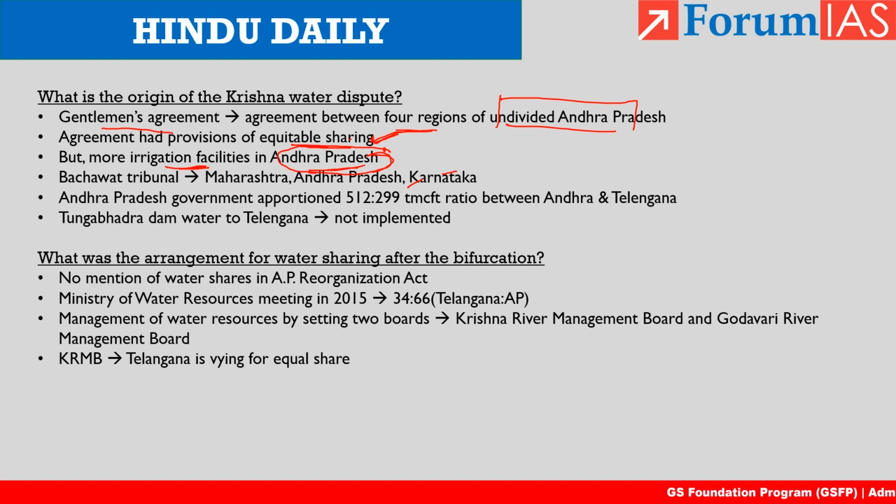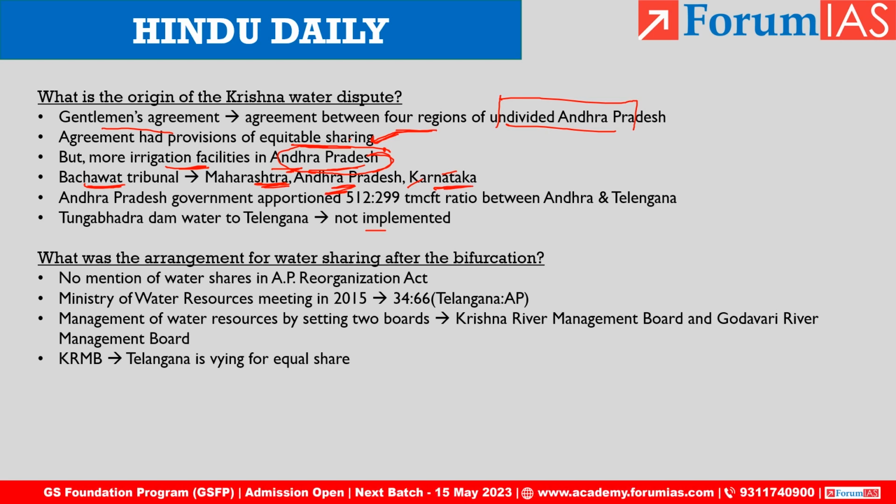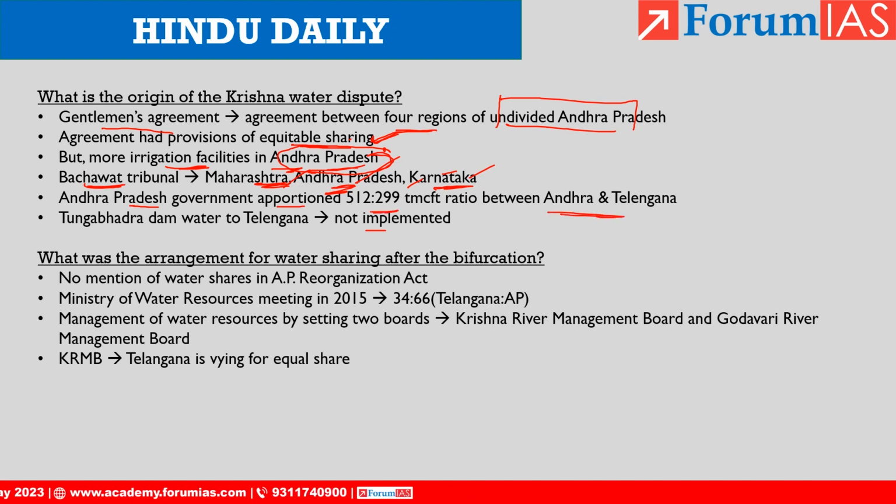Then there was a Bachawat tribunal. This tribunal was constituted to decide the sharing of Krishna water between three states, that is Maharashtra, Andhra Pradesh and Karnataka. So this Bachawat tribunal gave allocation for Maharashtra, Andhra Pradesh and Karnataka, and the then Andhra Pradesh government apportioned the water given to Andhra Pradesh in this ratio between Andhra and Telangana.